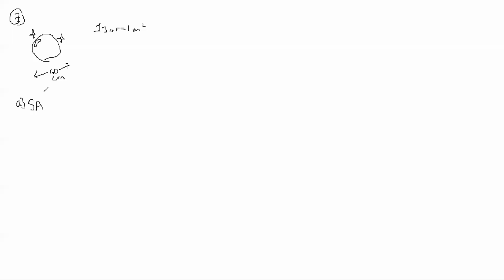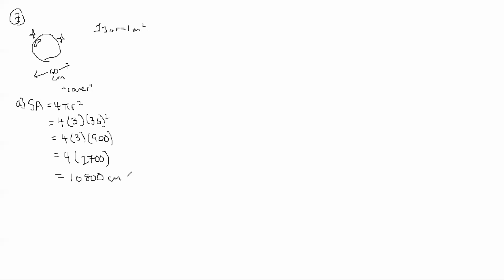Okay. So again, the key word was cover, so I'm assuming it's going to be surface area. Let's estimate. I'm not using the calculator. That's a 4. Pi 3.14, too much work. I'm going to round pi to a 3. The radius is going to be half of 60. It's going to be 30 squared. So 4 times 3 times 30 squared, that's 900. 3 times 9 is 27. And then 4 times 27, 10,800 centimeters squared. I already have more than 10,000 centimeters squared, which means I already have more than 1 meter squared of surface area. Is one jar enough? One jar is not enough.